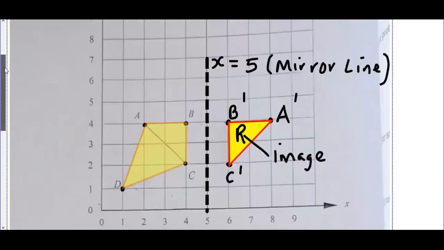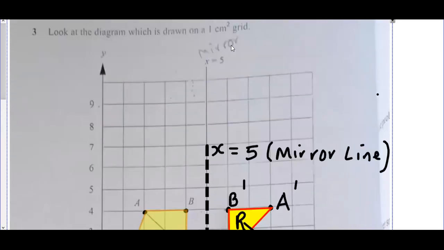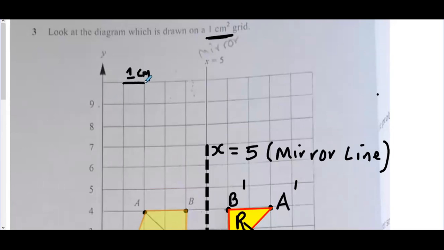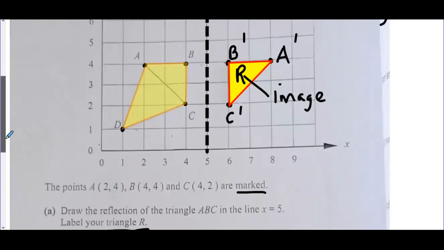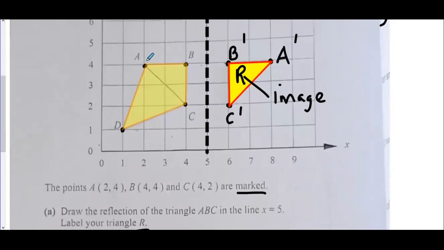But remember, this diagram is drawn on a 1 centimeter square grid, meaning from here to here is 1 centimeter, and from here to here is 1 centimeter. This is what it means by 1 centimeter square grid. So each side of a box here is 1 centimeter by 1 centimeter. Now how do we find the area of this kite? We're going to understand that this kite is made up of 2 triangles. Okay, so I'm going to try to highlight them.